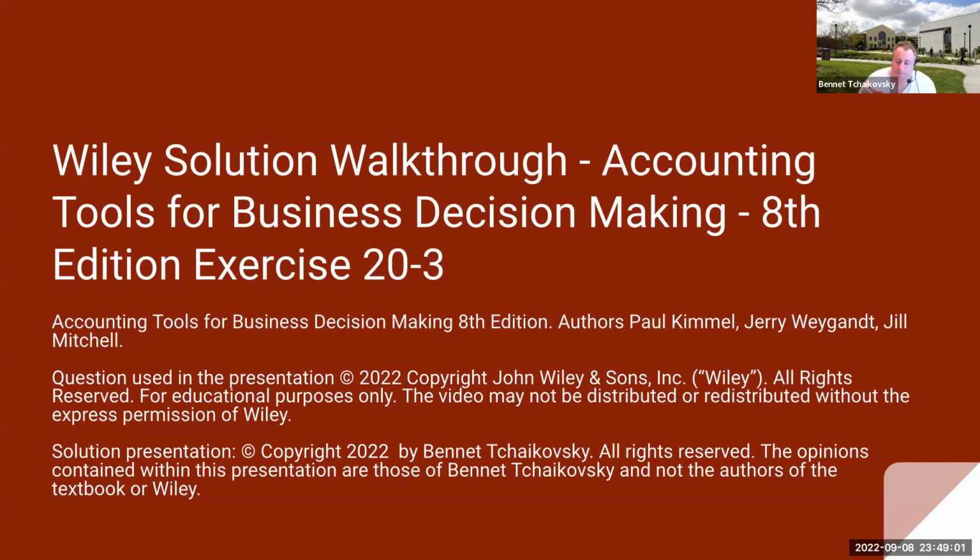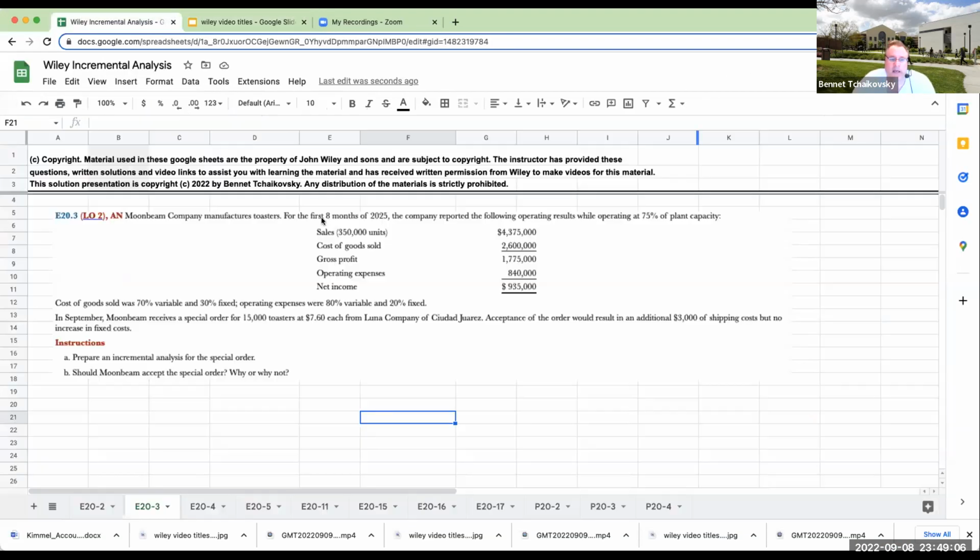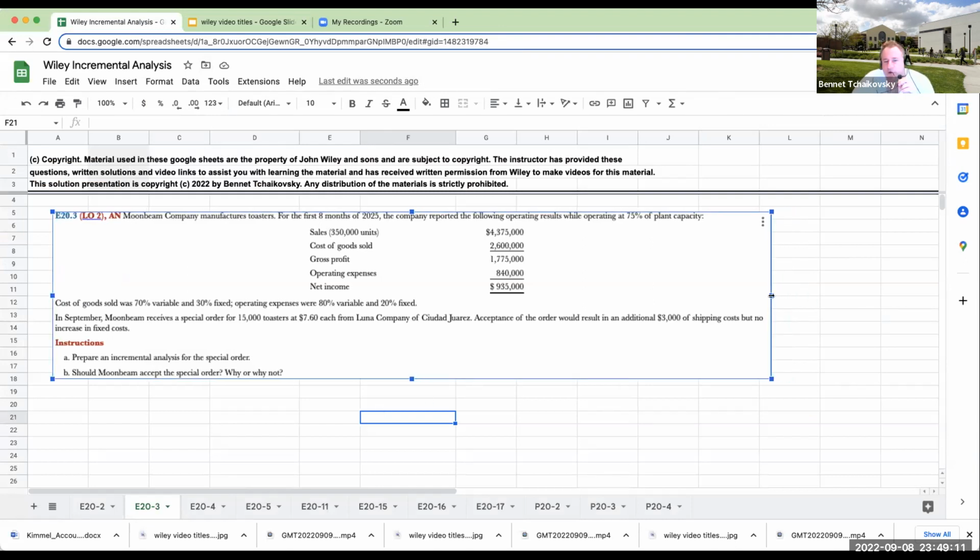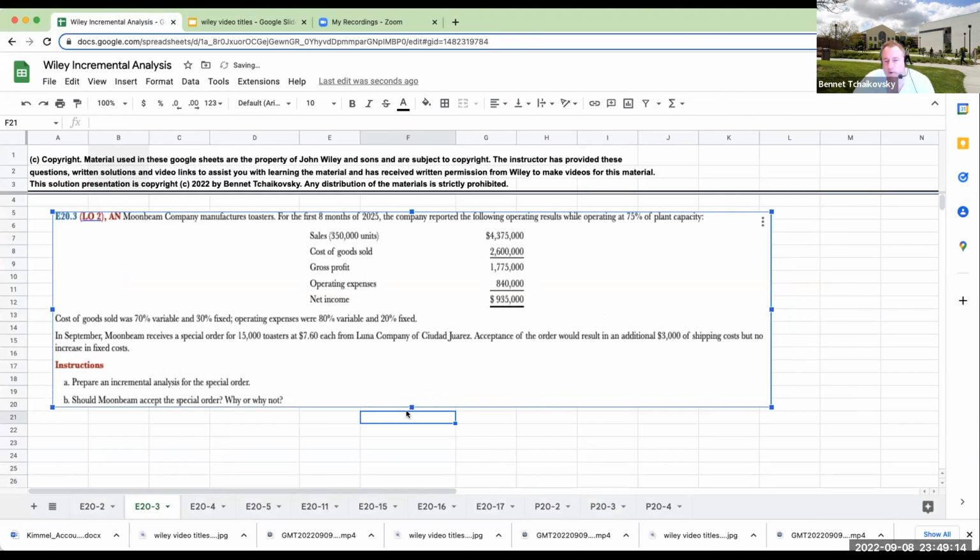Okay, so let's go through and now take a look at exercise 20-3. We're being asked to prepare an incremental analysis: what happens if you accept the business, and what happens if you don't? Personally, I first want to analyze the existing business, see where it is, and then analyze where we'd be if we accepted the new business. If it's more profitable than our existing business, we may want to go through with it.